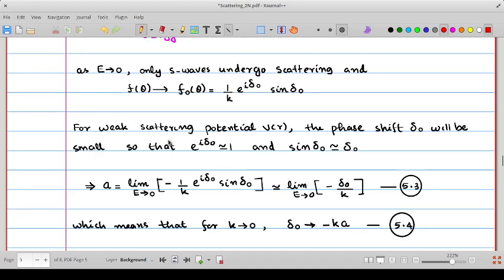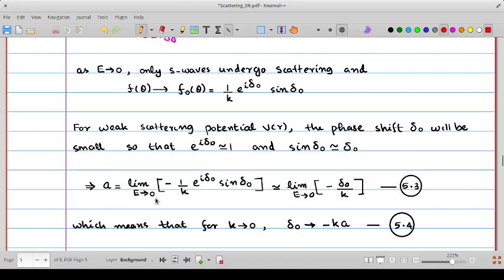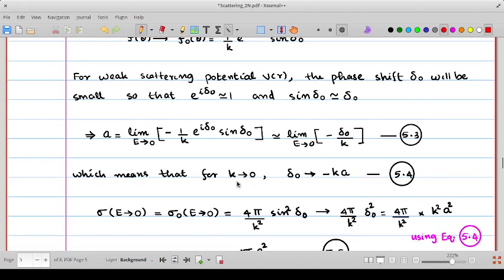Now for a weak scattering potential V of r, the phase shift delta 0 will be small, so that at 0th order we can replace e to the power i delta 0 by 1 and sine delta 0 by delta 0. That's because delta 0 is extremely small in the case of a weak scattering potential. Then A, which is the limit E tends to 0 of F0 of theta, which is 1 by k e to the power i delta 0 sine delta 0, can now be approximated as the limit E tends to 0 of minus delta 0 by k. So that means as E tends to 0, or in other words as k tends to 0, delta 0 goes like minus k times A, otherwise this limit will not exist.